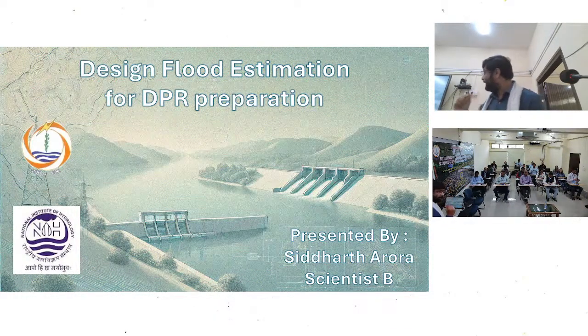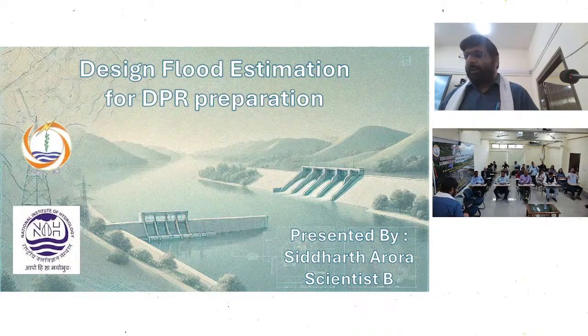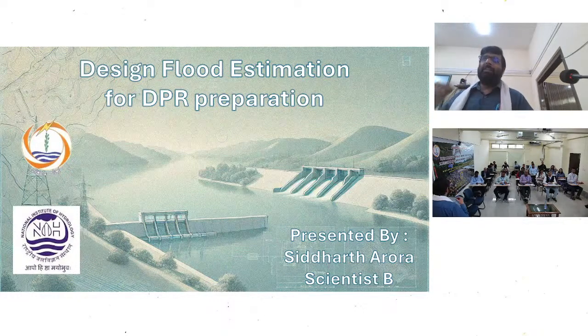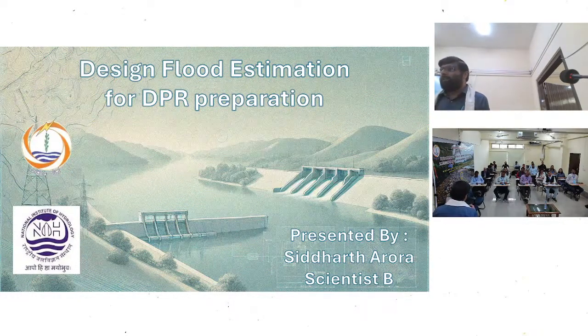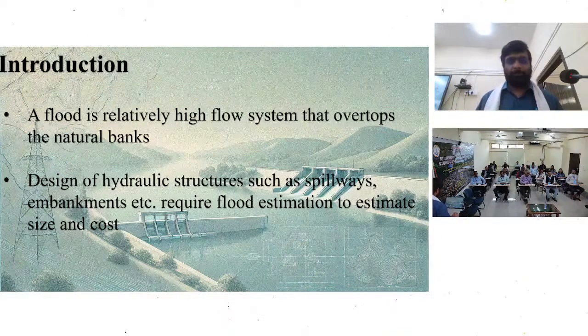When we are preparing the DPR, I think most of the topics have been covered. In that case, one of the important things is how to get the design flood. For any structure, whether you are building a culvert, a bridge, or, as in this case, anti-erosion measures, we need a flood level and a flood velocity. So there are certain techniques for how to do it.